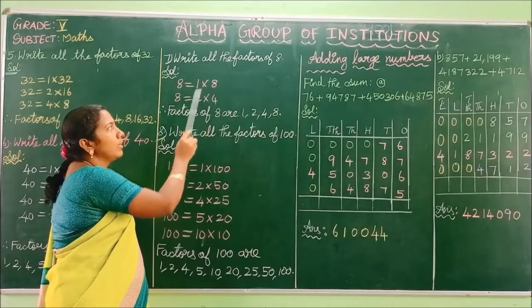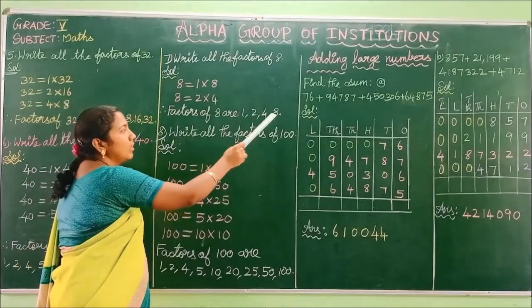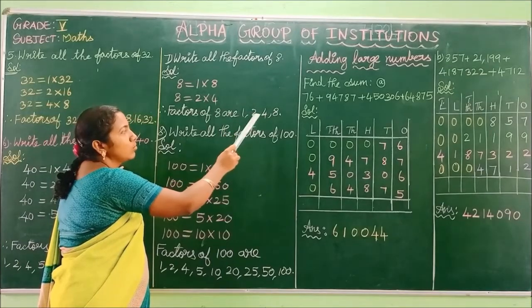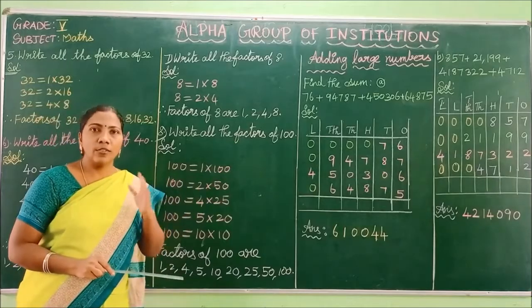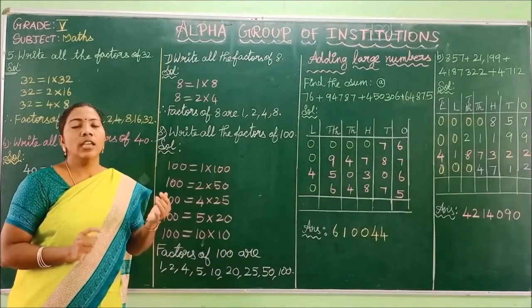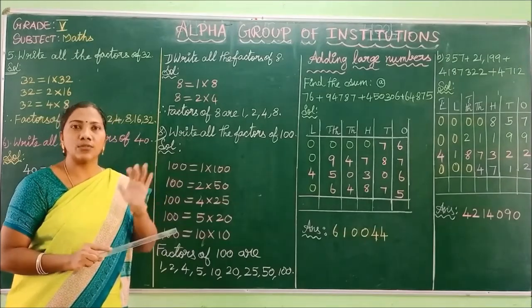That is, 8 has only 4 factors. One is 1 and the other is the number itself. And what are the other 2 factors? 2 and 4. So you can easily conclude, children, every number has 1 and itself as its factor.